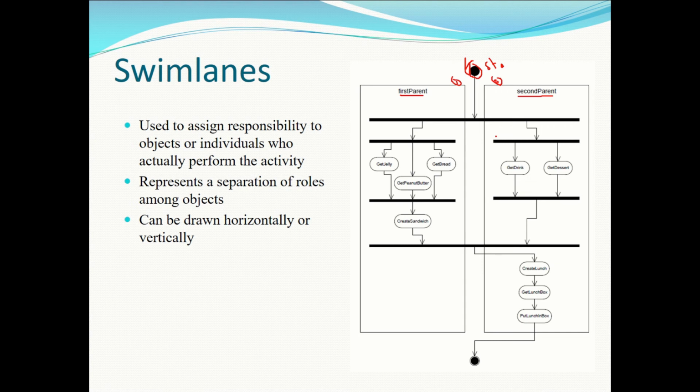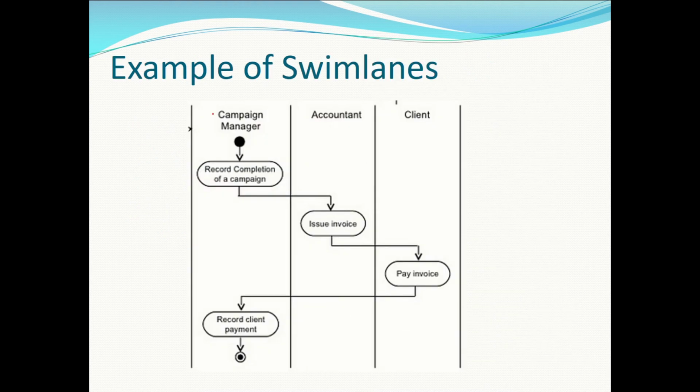Similar to what we said, when you log in, a student can log in, okay, and the system will check if the student credential or password is correct or not. This is another example of the Swimlane. You have the manager, you have the accountant, and you have the client. Okay, each one has a swimming lane. The process starts with the manager. He records completion of the campaign, and then after that it goes to the accountant.